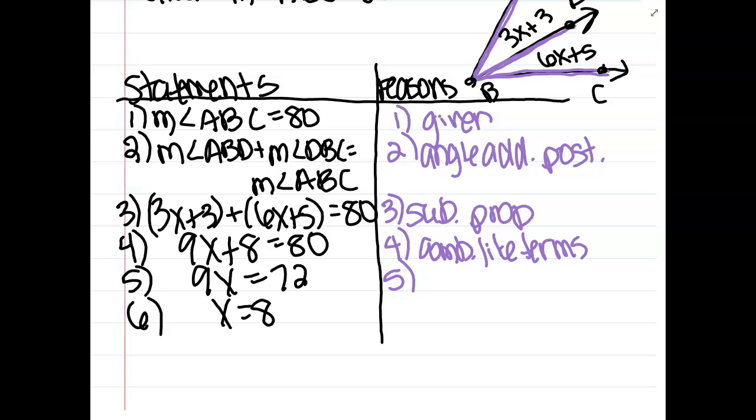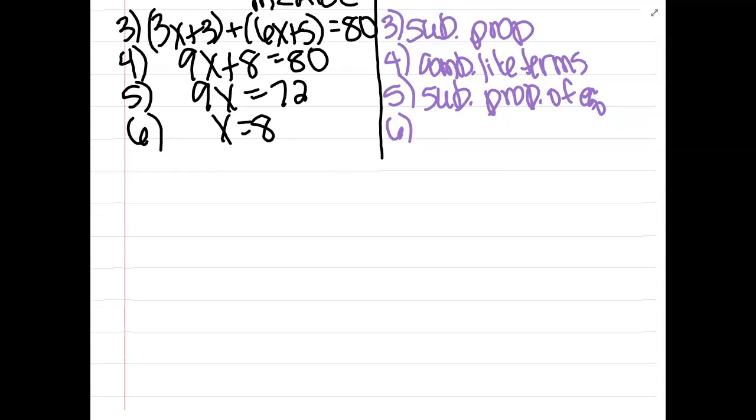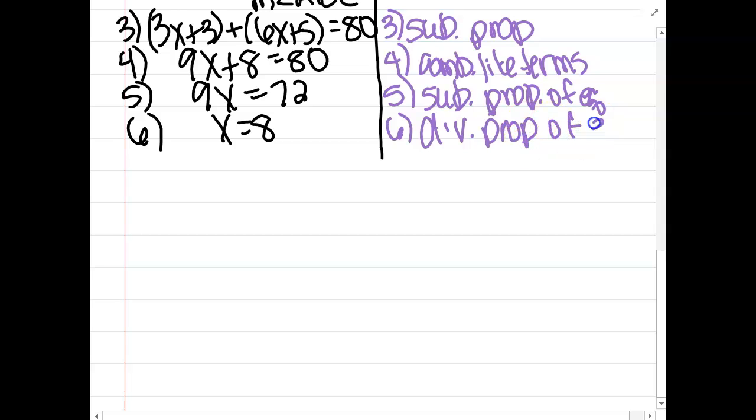From step 4, after we combine like terms, to step 5, what property did we use? Subtraction, very good. Because we subtracted 8 from both sides, this is the subtraction property of equality. And then lastly, to get to step 6, we divided, which means the division property of equality.